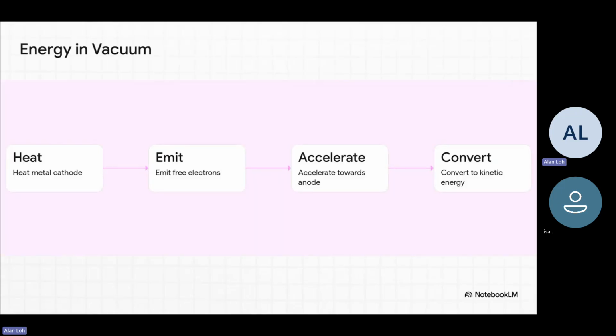And this brilliantly illustrates some incredibly clean physics. You heat the metal cathode, you emit the free electrons, and then you accelerate them toward a positive anode. And because this whole thing is happening in a vacuum, there's zero air molecules getting in the way to slow them down. So all that electrical potential energy is perfectly converted into maximum kinetic energy. It is just this flawless, elegant conversion from potential right into motion.